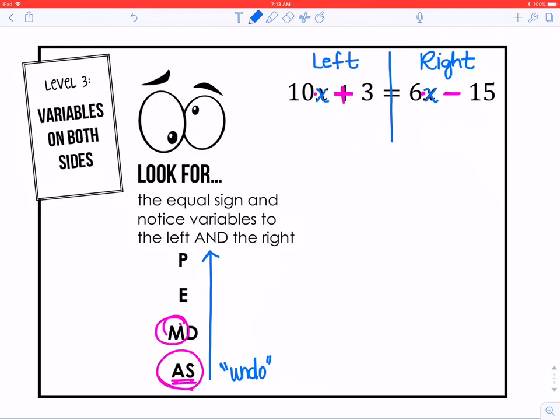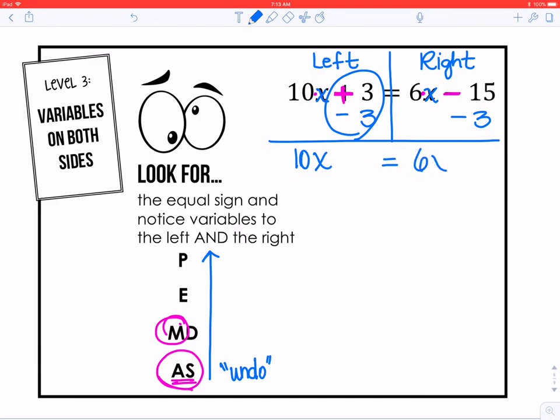The inverse of addition is subtraction. So subtract 3, subtract 3. Draw a line and bring it down. What do we have on the left side? 10x, technically plus 0, is now equal to 6x minus 18. Okay, so I have my constants together, but I don't have my variables on the same side.